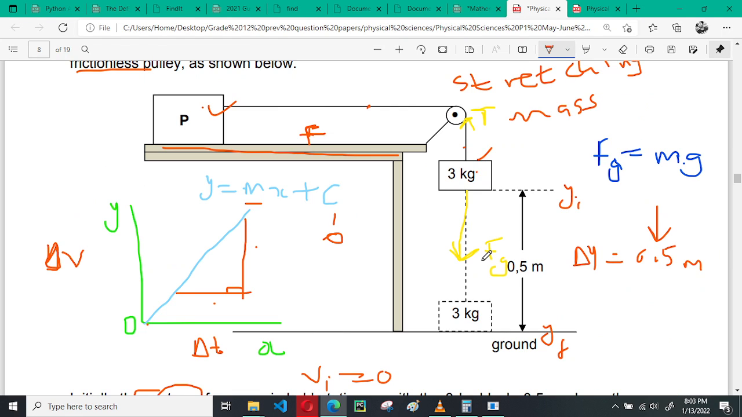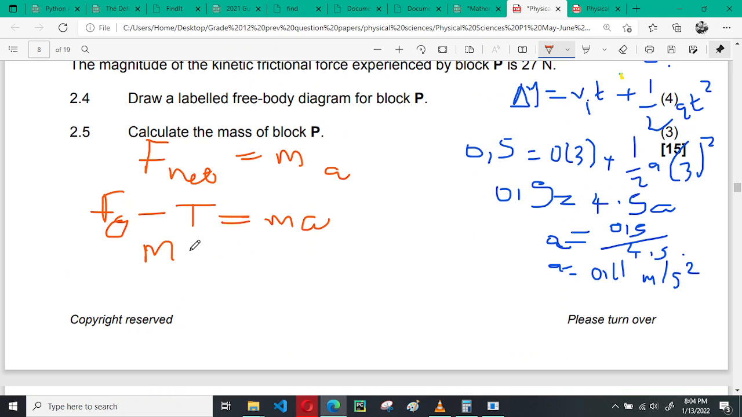So we're gonna say Fg minus T is equal to ma, but we're looking for T. So we're just gonna say Fg, which is mg, minus ma is equal to T. We're looking for tension in the string. So this is your T.